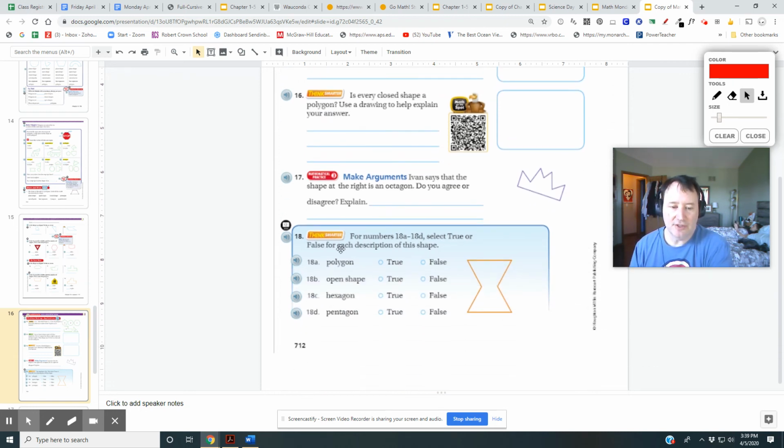Select true or false for the description of this shape. Is this a polygon? True. Is it an open shape? False. Is it a hexagon? 1, 2, 3, 4, 5, 6. True. Is it a pentagon? False.